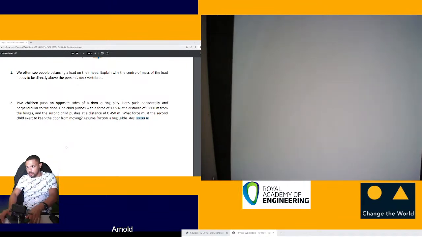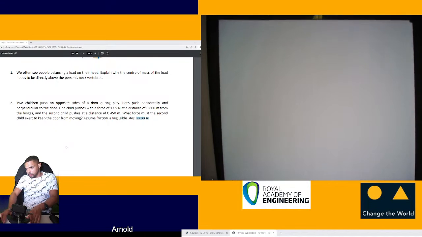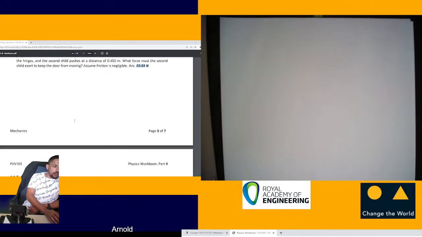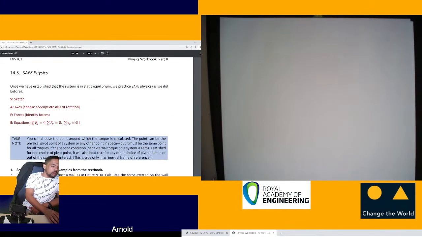The next question. Let's go ahead. We're going to do one more problem on torque here, and then we'll move on. Now here, safe physics. Once we have established that the system is in static equilibrium, we practice safe physics.